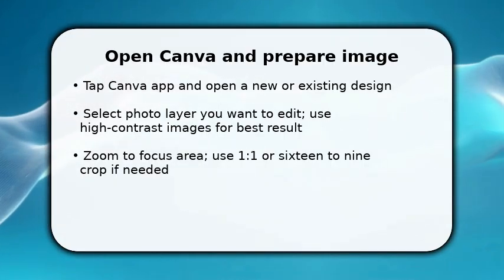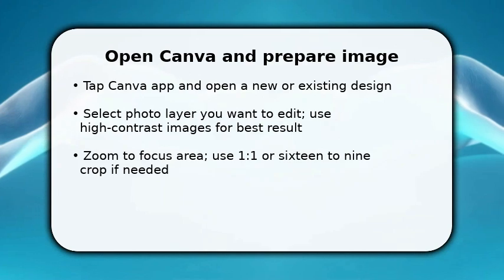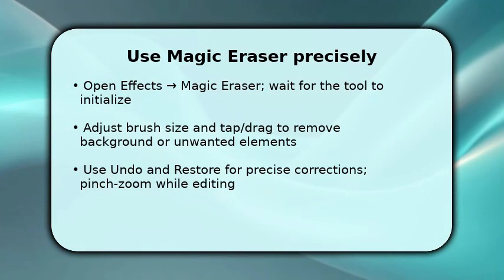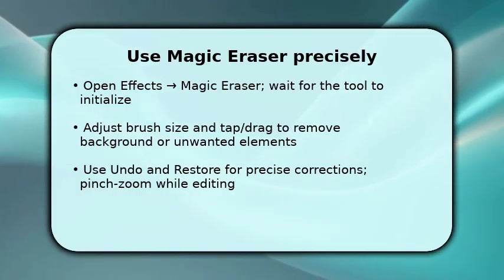Now locate the Effects menu at the bottom. This is where the Magic Eraser lives, so tap Effects to continue. You'll see Magic Eraser inside Effects. Tap to activate and let it analyze the image.